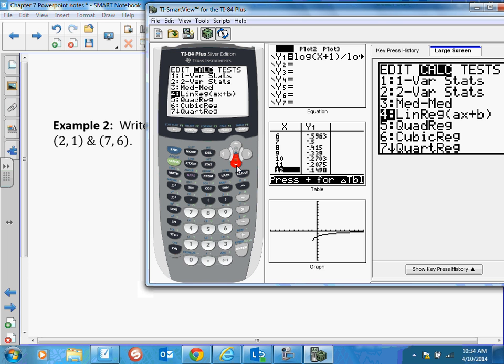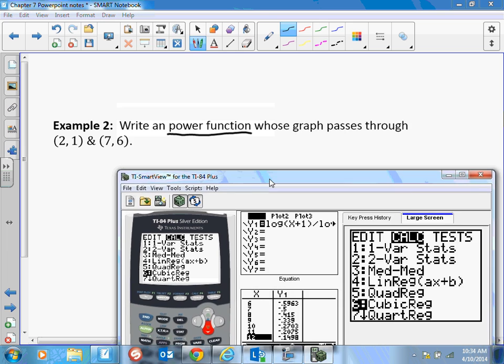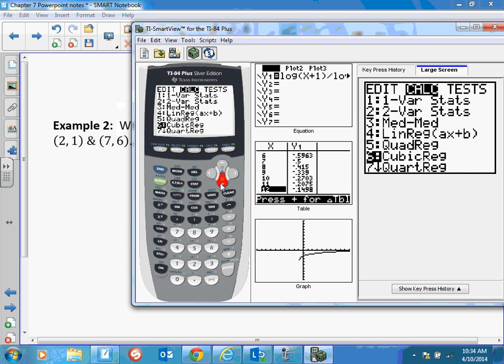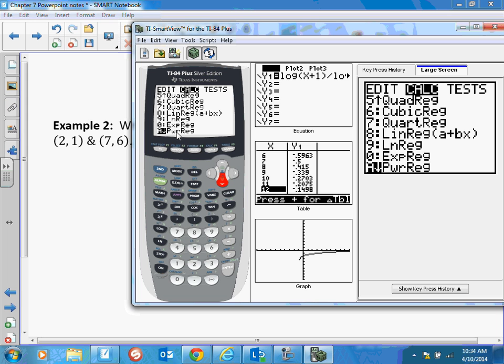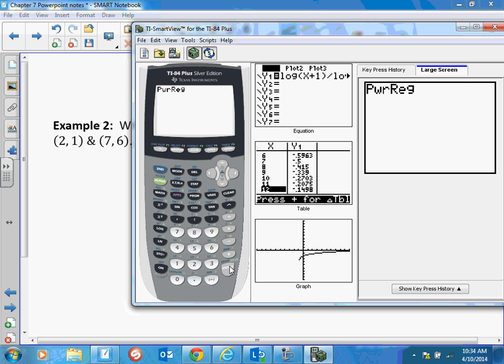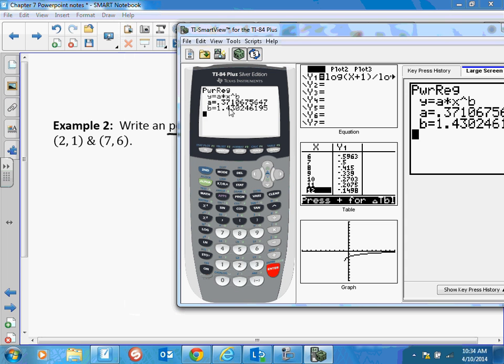Then we hit stat, go to calculate, and scroll down until we hit power regression. Since they said they wanted a power function, we don't want exponential, we want power. Keep going until you see power regression, right there. You hit enter again, and it gives you the answer: a equals 0.371 and b equals 1.43. So we write it as y equals 0.371 times x to the power of 1.43.